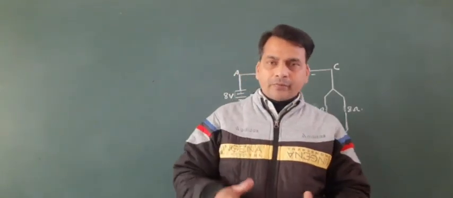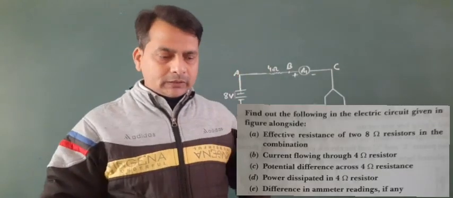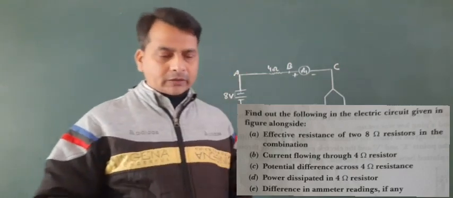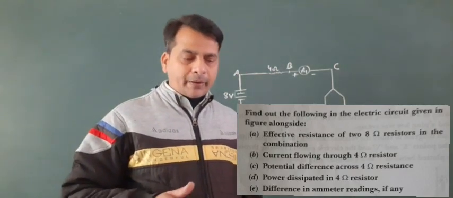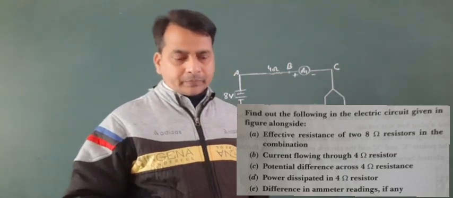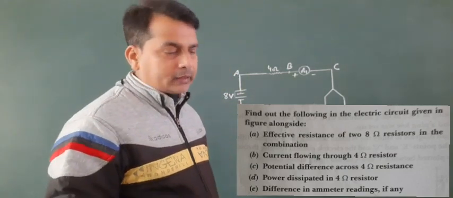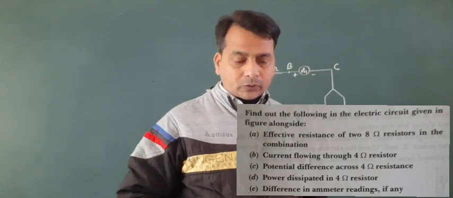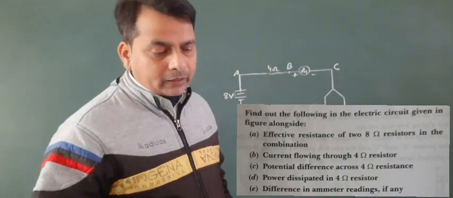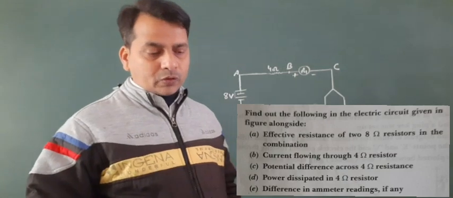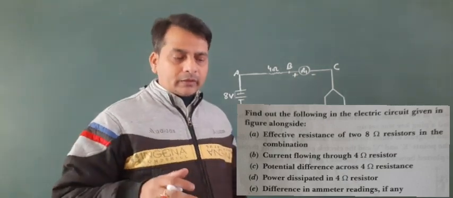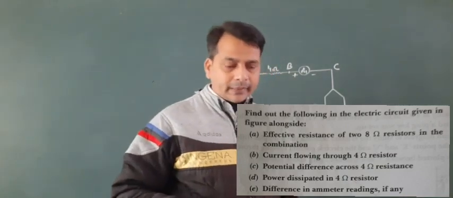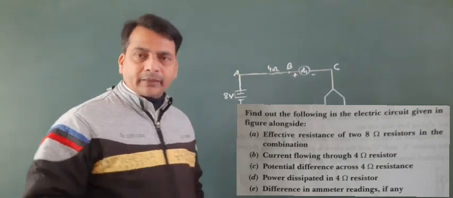The first question in this video: find out the following for the electric circuit given in the figure alongside. The first question, the effective resistance of the 8 ohms resistors in the combination. Second, the current flowing through the 4 ohms resistor. Next, the potential difference across the 4 ohms resistor, and next, the power dissipated in the 4 ohms resistor. And the last question, the difference in ammeter reading, if any.